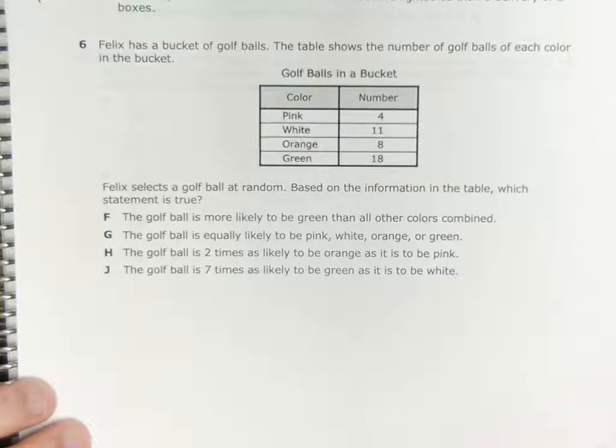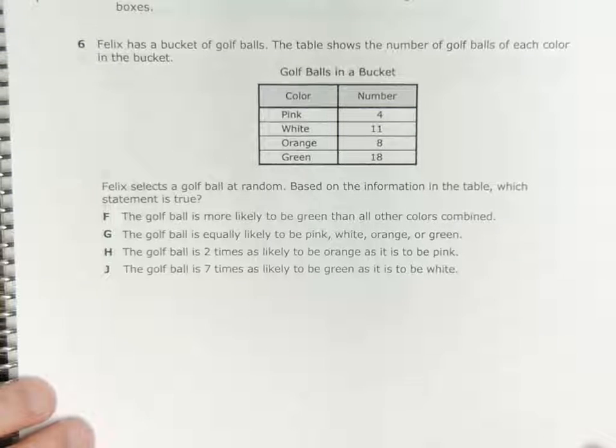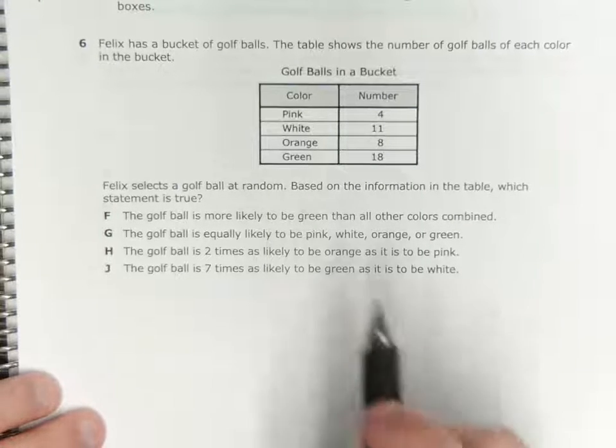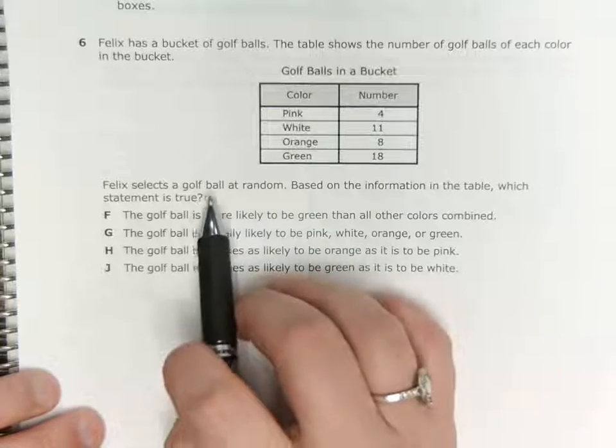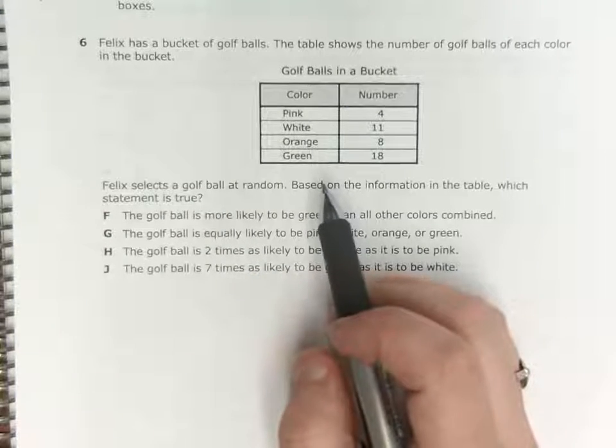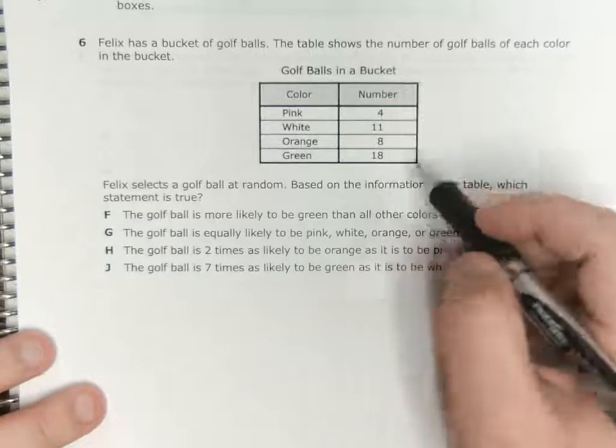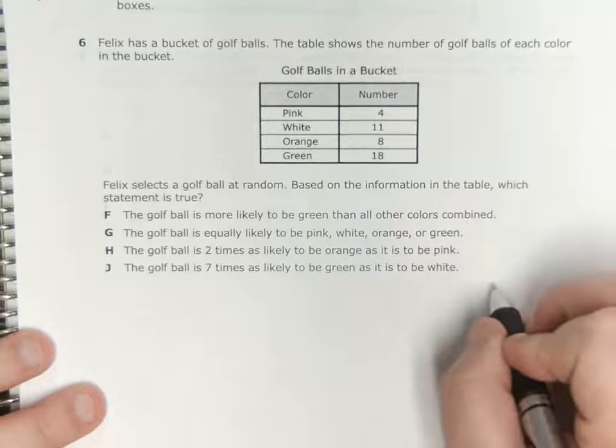Felix has a bucket of golf balls. The table shows the number of golf balls of each color in the bucket. Felix selects a golf ball at random. Based on the information in the table, which statement is true? So let's look at this. I need to add all of these. I need to find the probability of getting all these first.